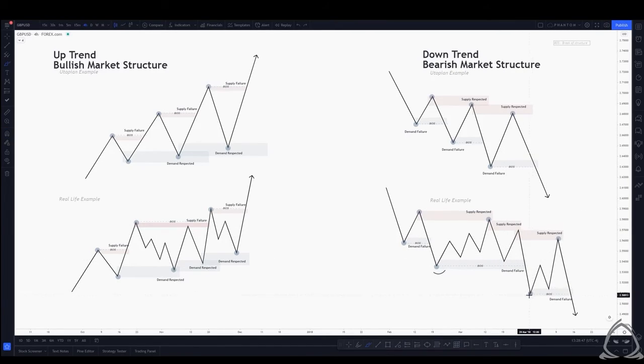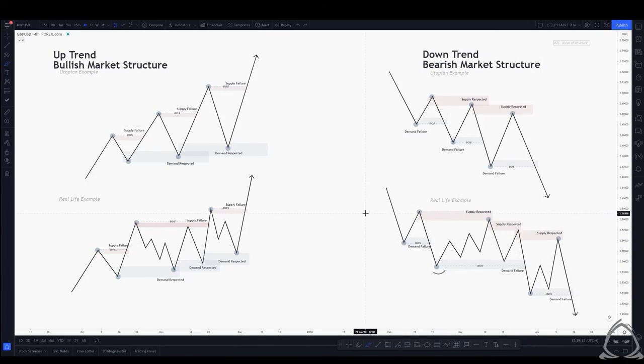And again, we see price create a lower low, which caused this demand failure. We'd be waiting for a correction or retracement to form. Again, it taps into the supply zone, moves to the downside, creating another new lower low, causing this demand zone to fail. And this is the process that happens over and over again, where we see supply being respected and demand failing. We see price creating lower lows and lower highs.